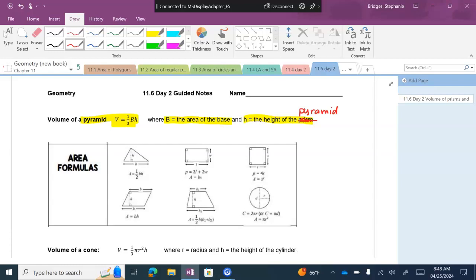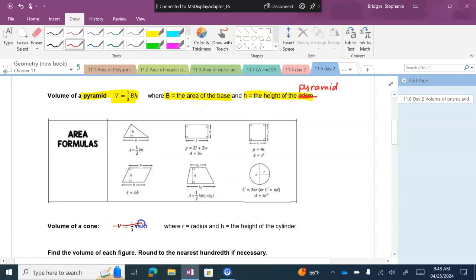And then right under that, it says the volume of a cone is 1/3 pi r squared times h, where r is your radius and h is the height of the cone. I had written cylinder. That's what happens when I copy and paste. That's supposed to be cone.